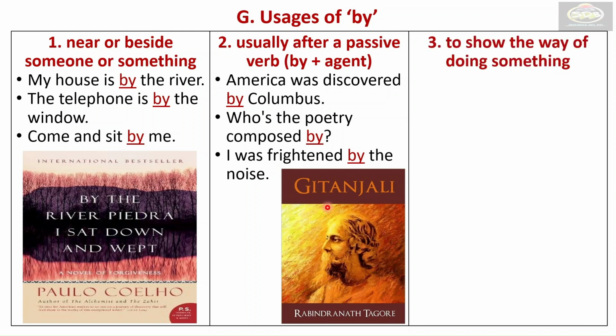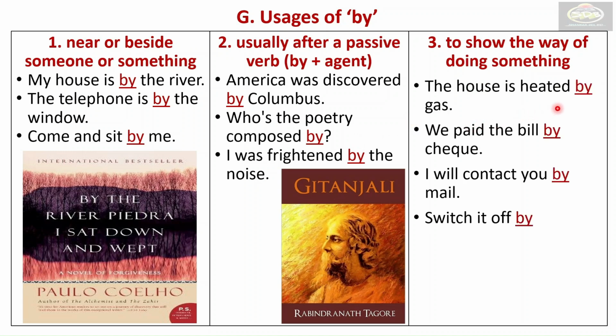Next one, to show the way of doing something. How is something done? Example, the house is heated by gas. By gas. We paid the bill by check. How did we pay the bill? By check. I will contact you by mail. Switch it off by pressing this button. By pressing this button. This shows the way of doing something, the manner of doing something.